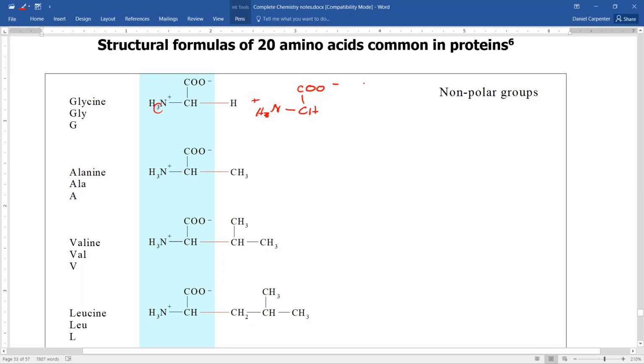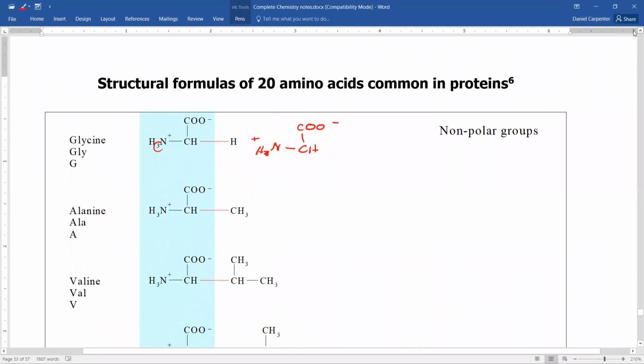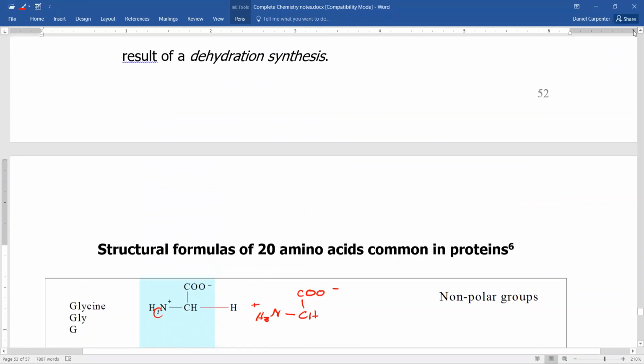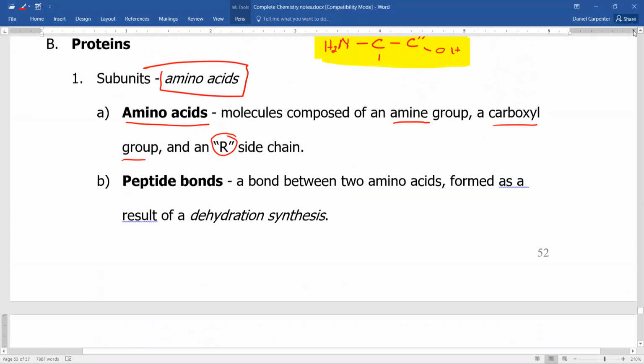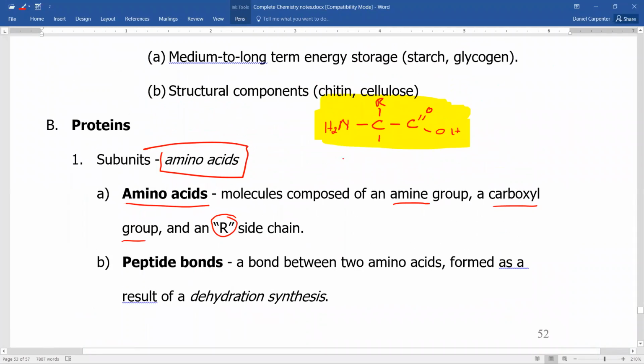Now, since I can't do superscripts or subscripts or multiple lines on LMS quizzes, on LMS I am going to do plus H3N dash CRH dash COO. Actually, change that a little bit.